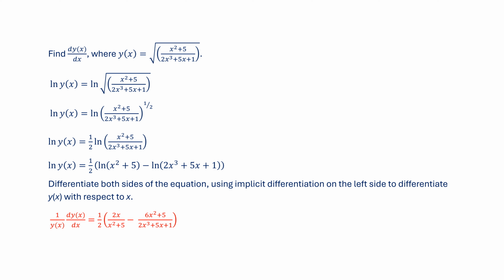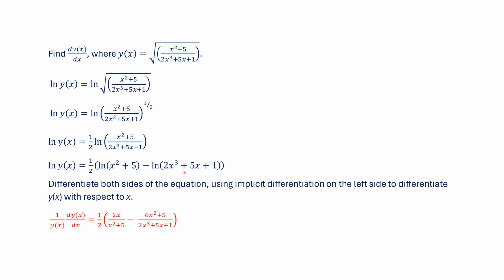So the derivative of the log of y is 1 over y. But we also then have, through the chain rule, the derivative of y with respect to x. That's equal to 1/2. Then we take the x squared plus 5 as the denominator, and the numerator becomes the derivative of what's inside. So it's 2x over x squared plus 5.